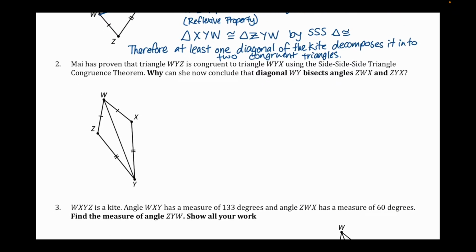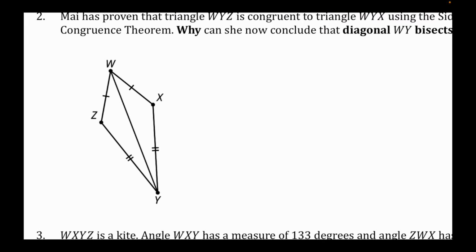Okay, so on to question 2. Mai has proven that triangle WYZ is congruent to WYX using side, side, side. So this looks kind of just like what we did. Why can she now conclude that diagonal WY bisects angles ZWX and ZYX? So if she's proved this by side, side, side, she's saying that that side there in the middle is congruent. They're asking why she's allowed to say that the diagonal bisects these two angles here.